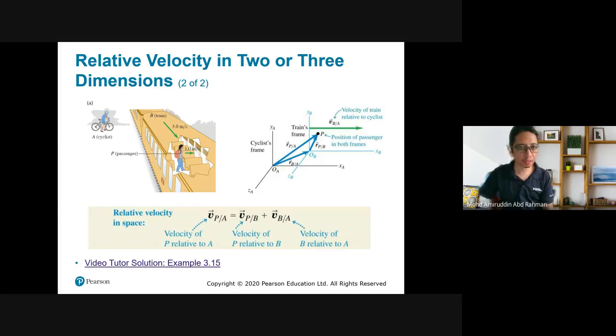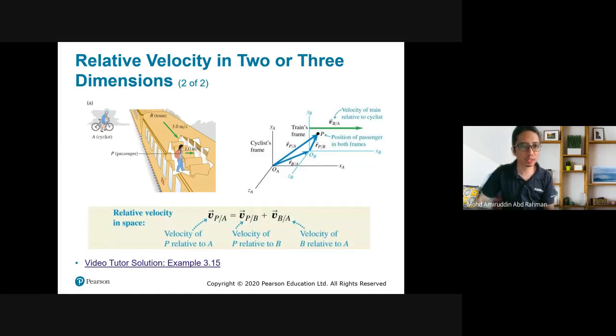Okay, and then we look over here. So the velocity of the train relative to the cyclist. We still have VBA, but the difference here is the position of the passenger. So we have RPA, which is the direction of the passenger to the cyclist.